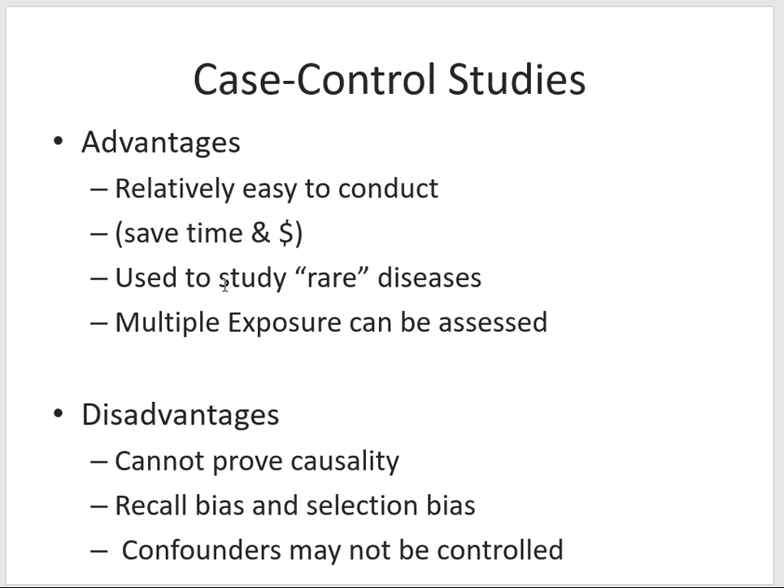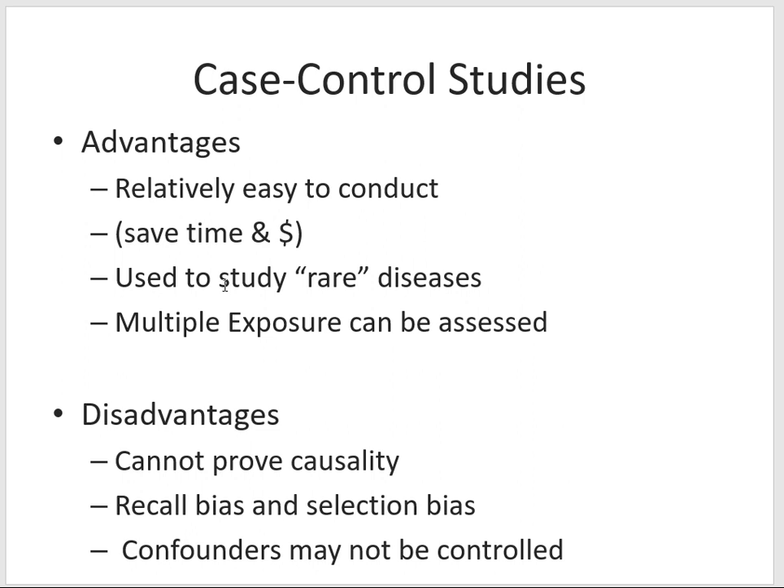Here it's the reverse. Now, case controls have disadvantages. The most obvious one is that you cannot establish temporality, which directly impacts causality. You cannot talk about causality. Case control studies are known to suffer from certain biases. The two major biases that affect case control studies are recall bias and selection bias.